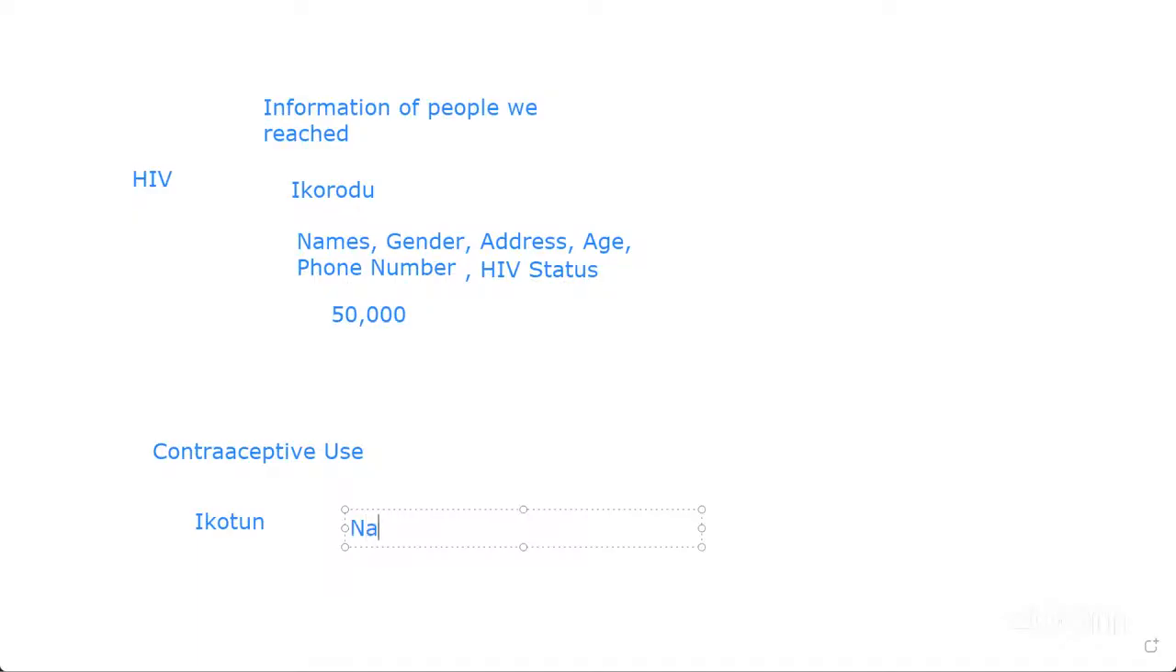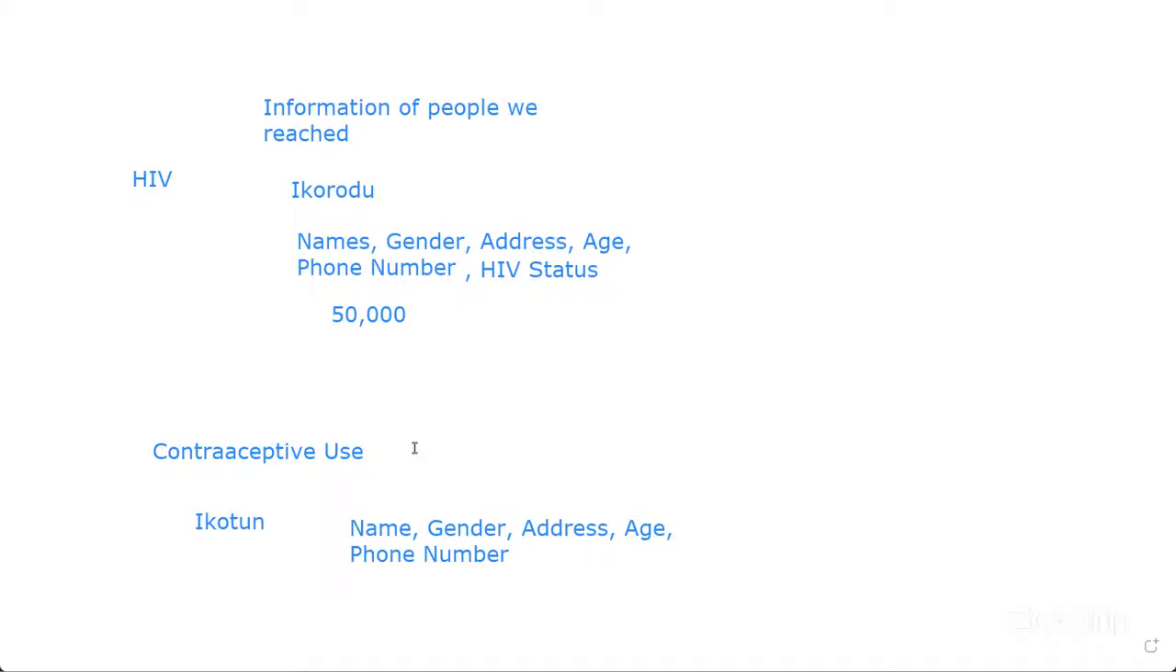So you can now write name, gender, address, age, phone number. So that's one of the major things that makes us have multiple tables in an organization.